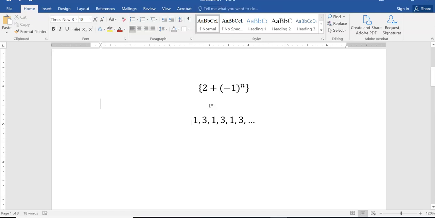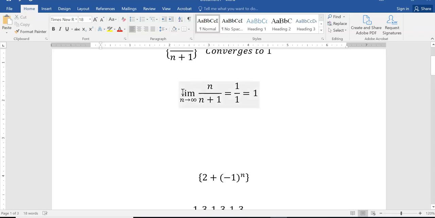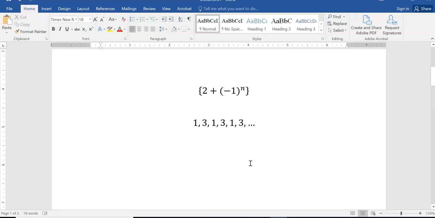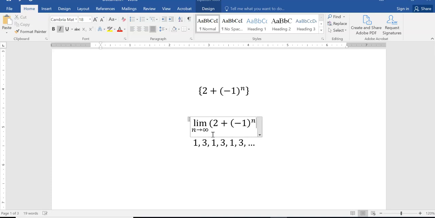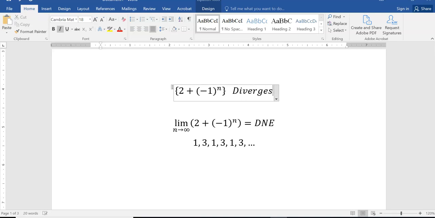And so if I were to take the limit of this sequence, of 2 plus negative 1 to the nth power, well, since it bounces back and forth between 1 and 3 all the time, this limit never converges to a real number. So this limit does not exist. And therefore, we would say that this sequence diverges. It diverges to no number in particular. It just bounces back and forth between 1 and 3.